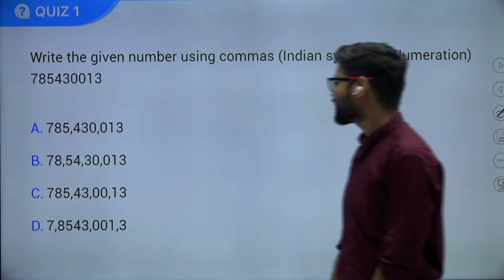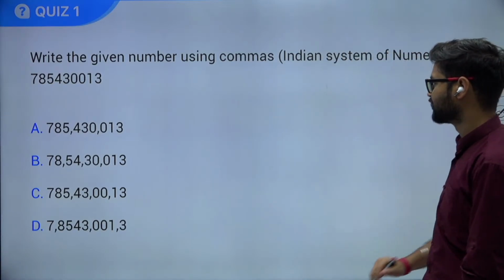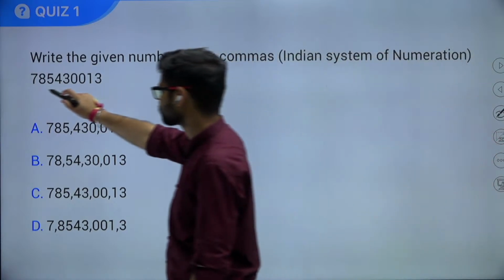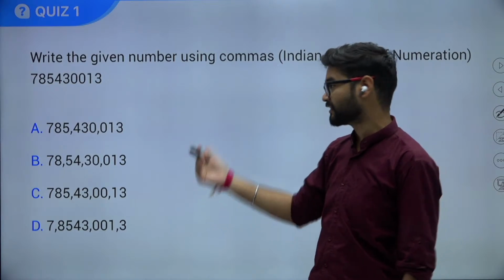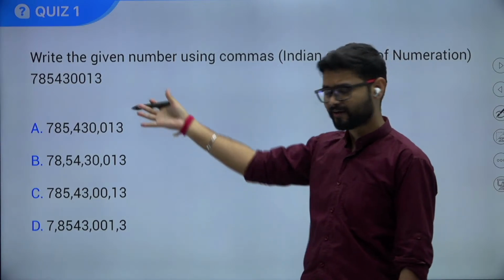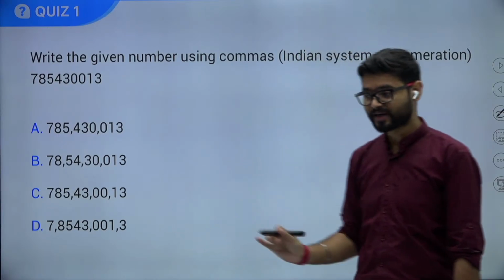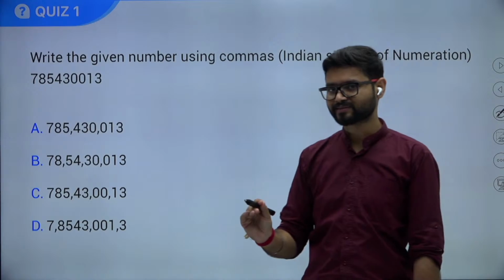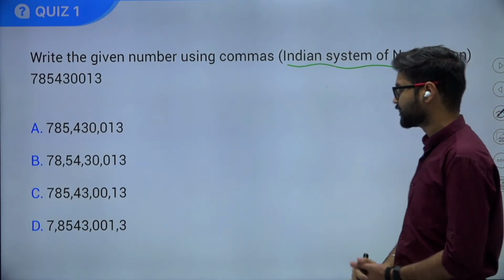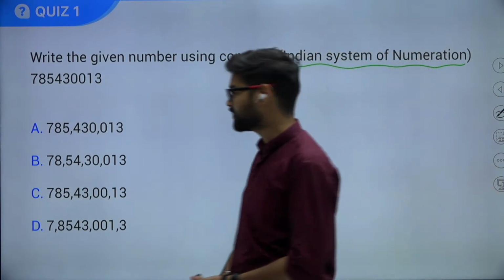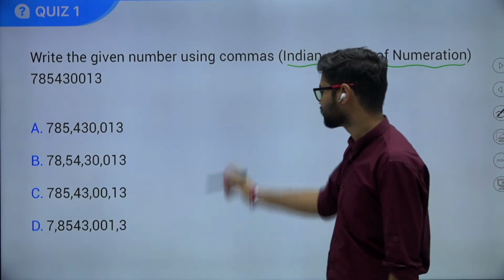First question, write the given number using commas, Indian system of numeration. So here we have a number. So big number, no? Without commas, it is really impossible to answer that within 2 to 5 seconds. But that is where we are going to put commas. As per the Indian system of numeration, put the commas. Do let me know which one is the right answer: A, B, C, or D. These are the 4 options.